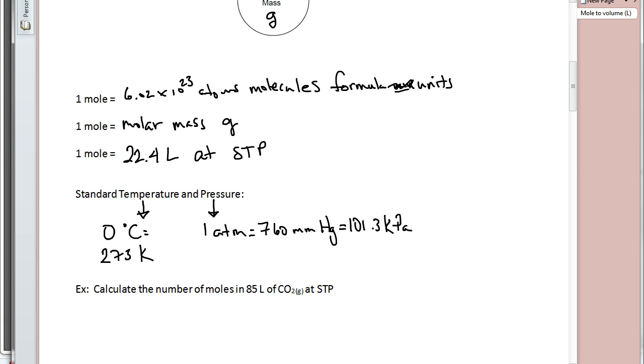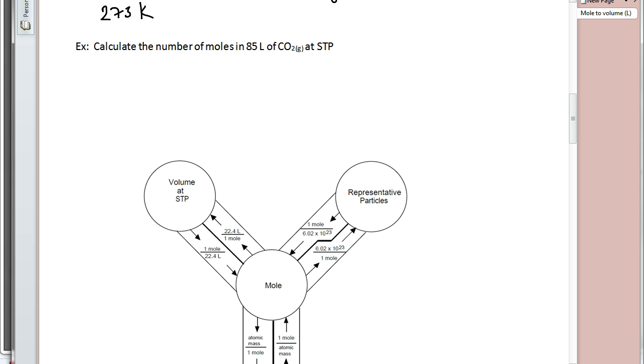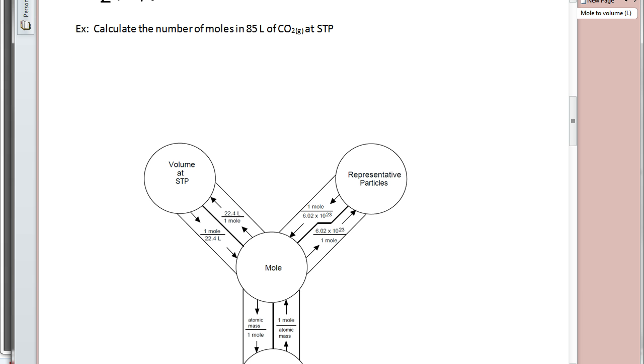So oftentimes you'll see a problem that says STP. That just gives you permission to use 22.4. That's all we're talking about there. So not a big deal. All right, so let's get into problems involving mole calculations and liter calculations. Here we have our mole road map down below, and we have an example problem.